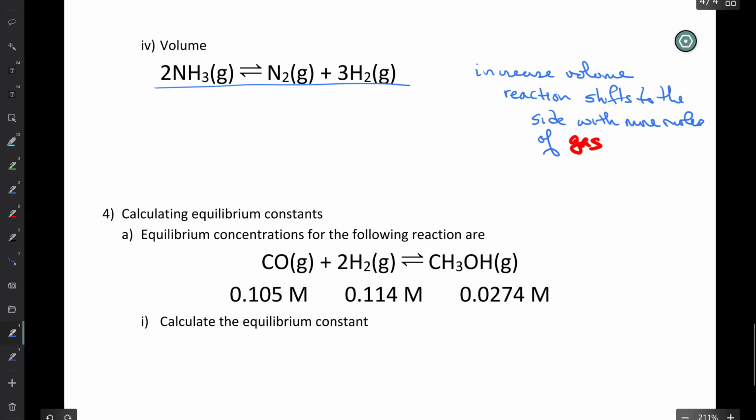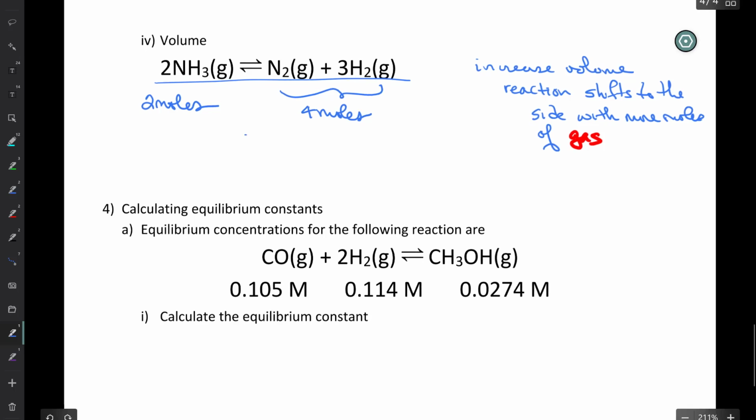So for example, this reaction has 2 moles, and then this combined is 4 moles. Okay, so if I increase the volume of the reaction, it should shift to the right. So increasing volume, there's nowhere to write that on here, right? So I'm going to say increasing volume, I'm going to go this way because there's more moles. Then there's more moles going to the right, so that means N2 will go up, H2 will go up, and NH3 will go down.